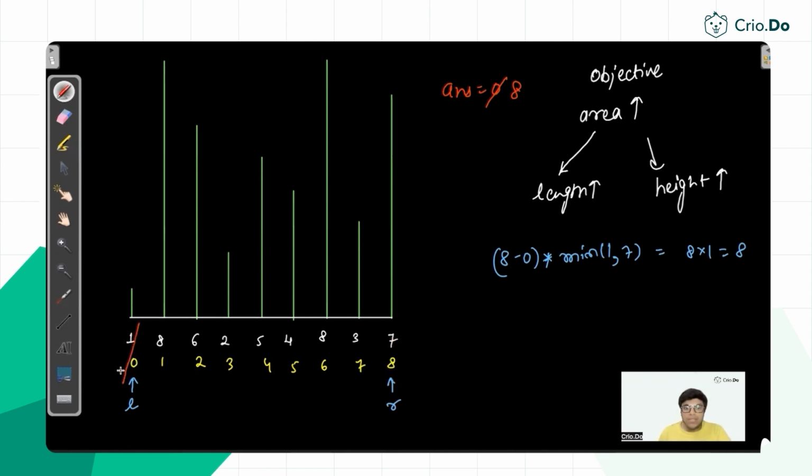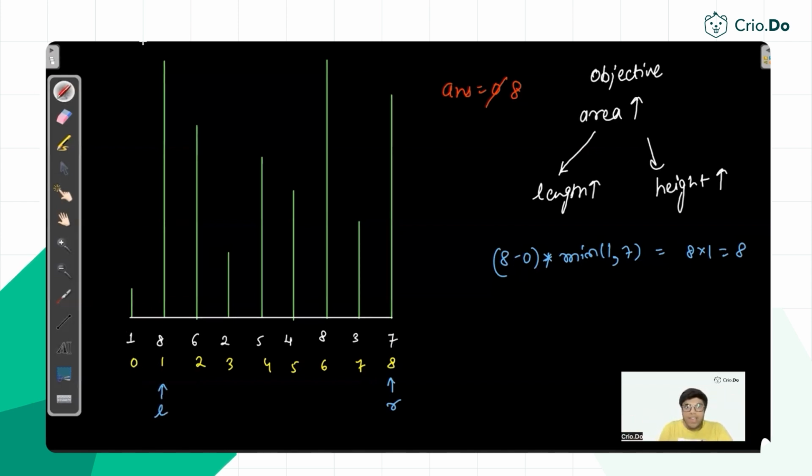Better will be to discard the smaller height, so that there might be a chance where the height is increased. Currently the smaller height was on the left because it was 1, and the other was 7. So better to discard the smaller height and make left plus plus. Although the distance will decrease, there is a chance of the height getting increased.